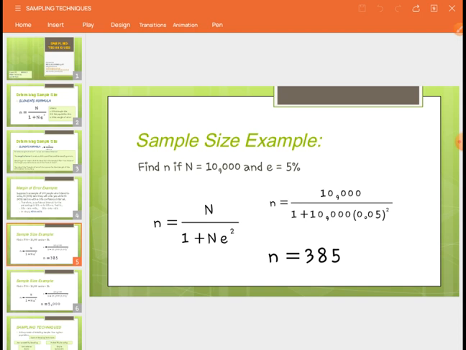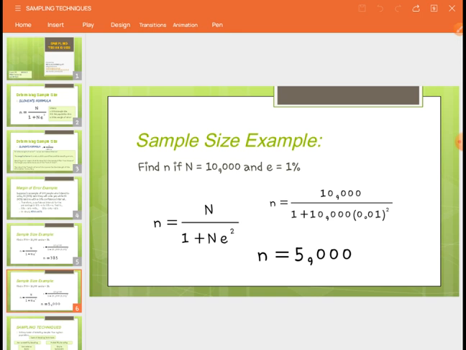Sample size example, find n, or yung sample. Find the sample if the population is equals to 10,000 and margin of error of 5%. So yung n natin is equals to big letter N over 1 plus big letter N times e raised to 2. So substitute mo lang yung ating mga given. We have 10,000 as the population. Lagay mo yan sa numerator over 1 plus 10,000 times 0.05. Yung 0.05 is the decimal value of 5%. And that is raised to 2. By calculator, that is 385 sample.